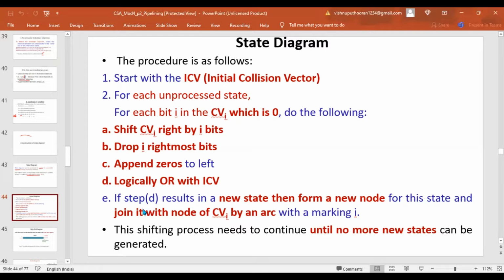And the final step: if the result is a new state, then form a new node for the state and join it with the node of the collision vector by an arc with a marking I. This shifting process needs to continue until no more new states can be generated. From the initial collision vector, we get a number of other states, other vectors, and we do this process until no more new states can be generated.